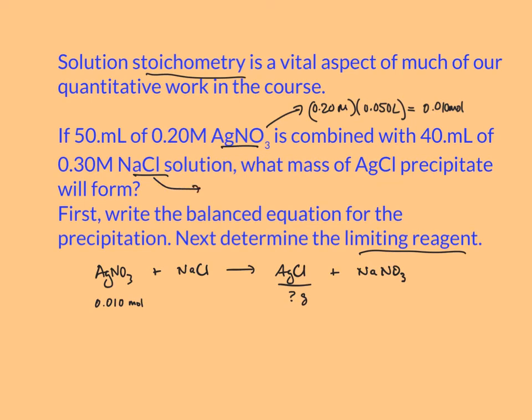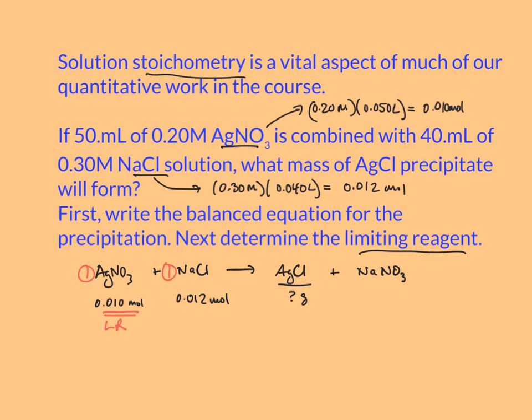And I can do the same thing for sodium chloride. The molarity was originally 0.3. The volume is 0.040 liters. 0.3 times 0.04 is 0.012 moles. And now, because these reagents react in a 1-to-1 ratio, it's pretty easy to determine the limiting reagent. It's whichever of these is smaller. Therefore, that is the limiting reagent.